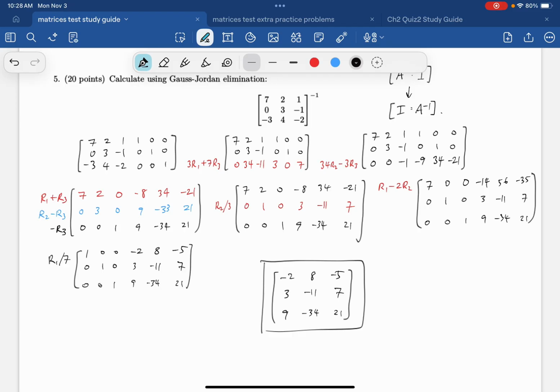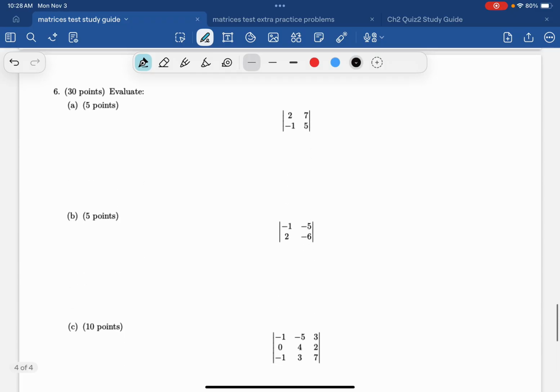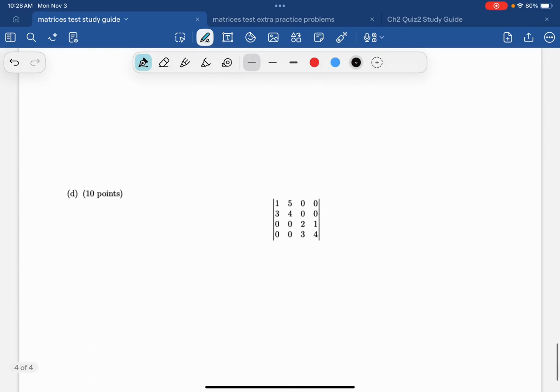It looks like that is correct. So we'll move on. Question 6 has me evaluating a bunch of determinants. Okay, and that's my last page.